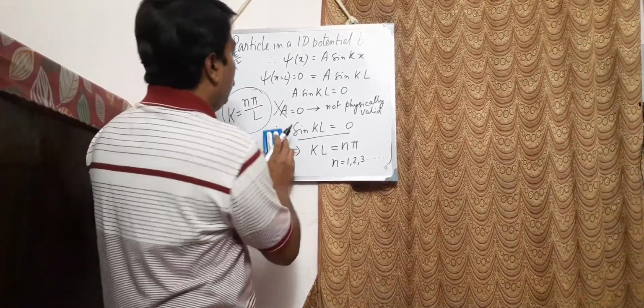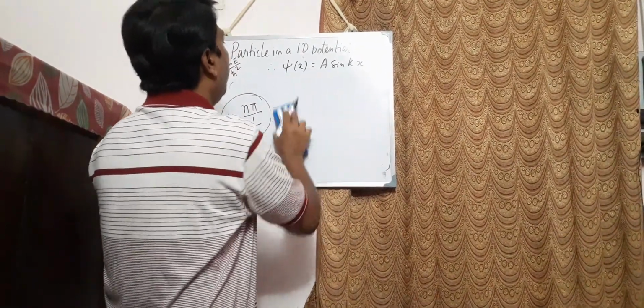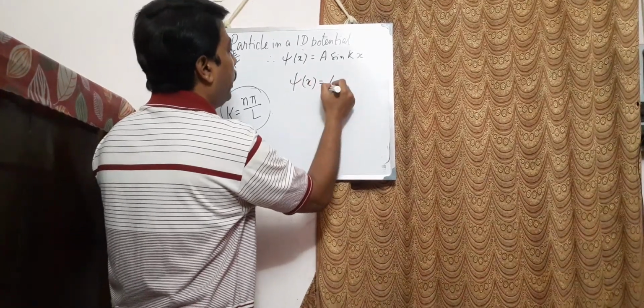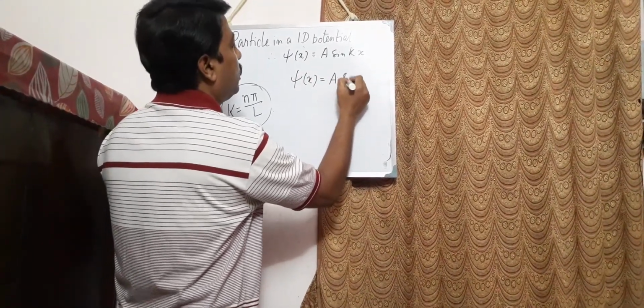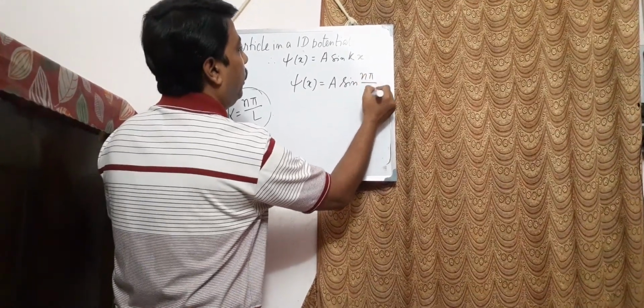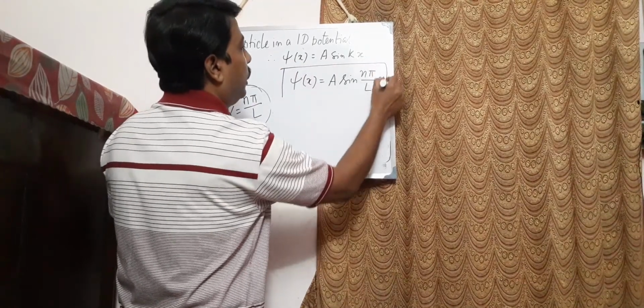Fine. So my wave function, therefore, I have got my psi x. That was my target, to find psi x. So k is n pi by L, and you have this x. So this is my psi x.